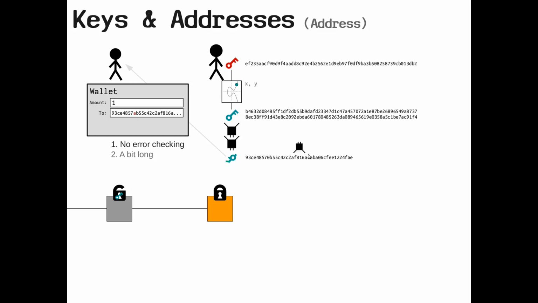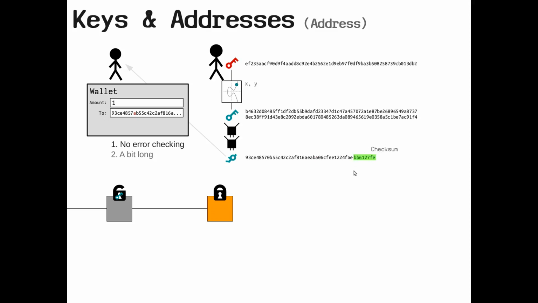So how do we fix this error checking problem? Well, what we do is we create what's called a checksum. So we hash this hashed version of the public key, and that will give us a long number. If we just take the first 4 bytes of that, the hash of this public key, that is called the checksum. And so we stick that on the end.